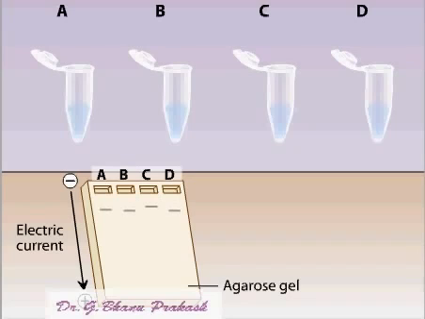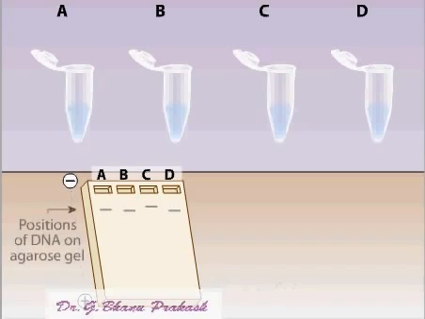An electric current draws the negatively charged DNA through the gel towards the positive electrode. The positions of the DNA on the agarose gel indicate the sizes of the plasmids. Smaller pieces of DNA migrate faster than larger pieces through the agarose pores, because larger pieces meet with some resistance.